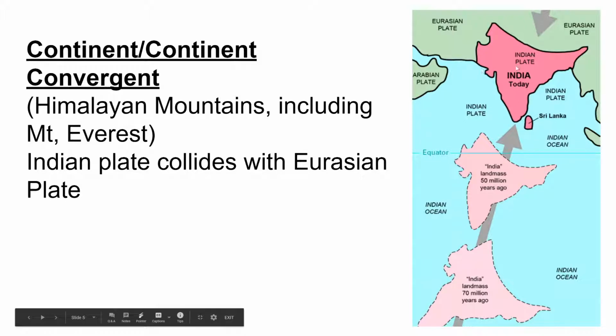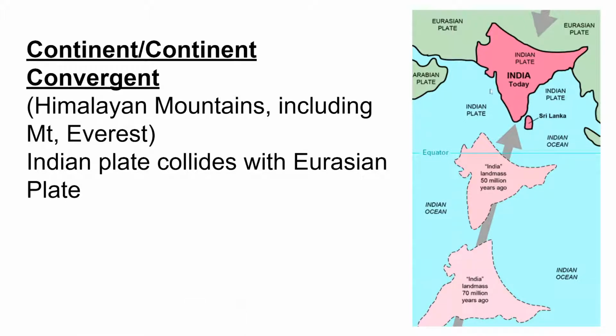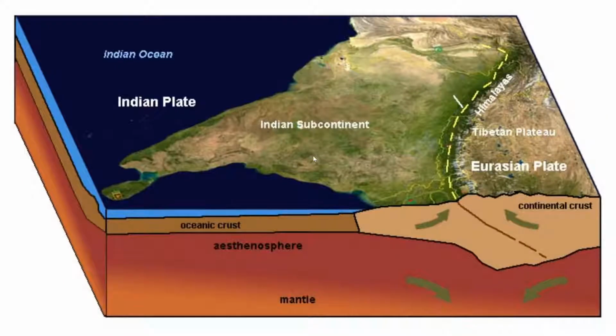So India's crashing into the Eurasian plate. And both of those are continental crust, so neither one can dive. So it looks like this. They just kind of smash together right there, and then we get the Himalayas, and Mount Everest is one of those. So an example of this is the Himalayas.